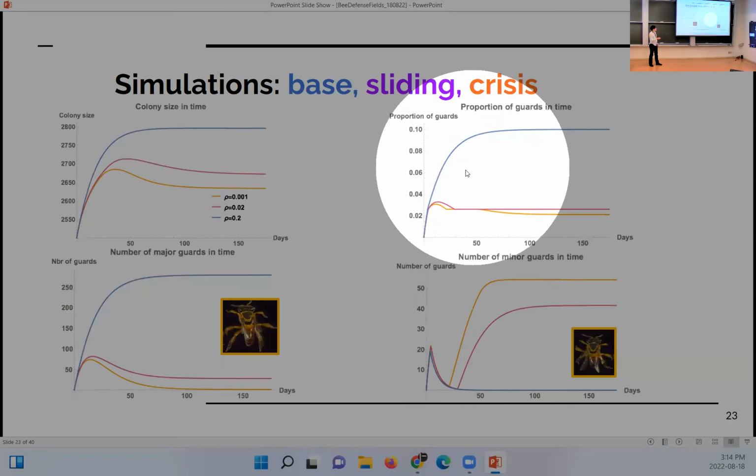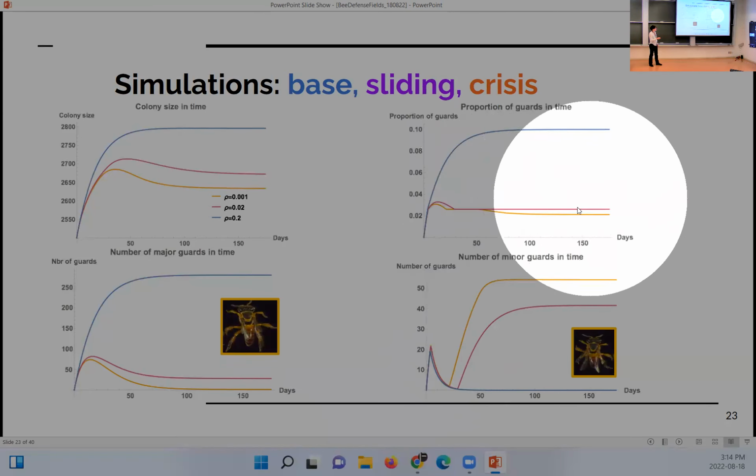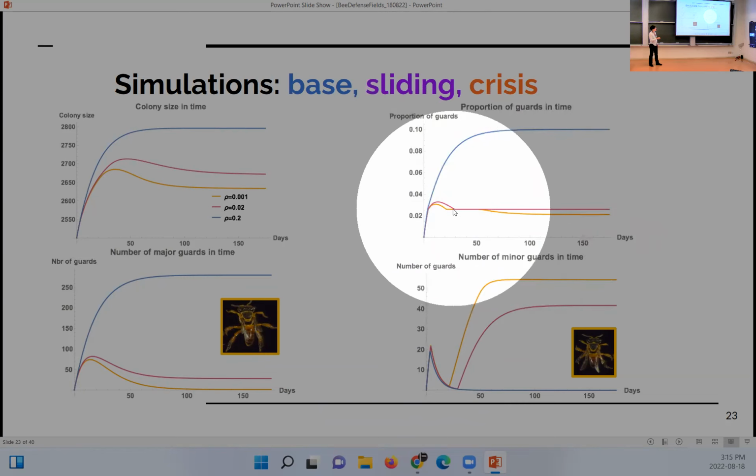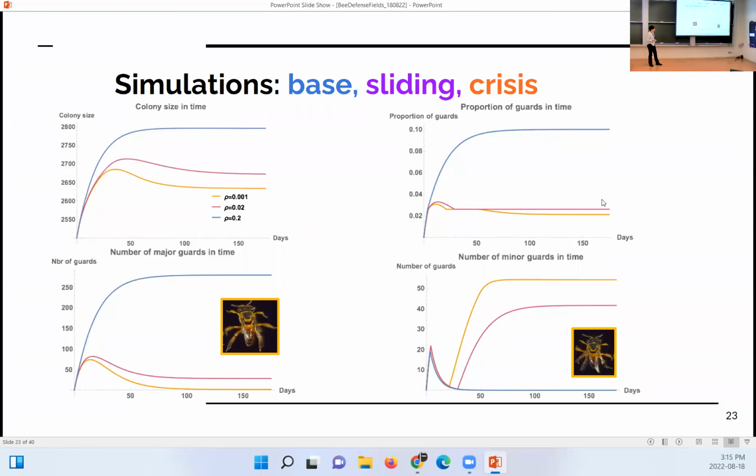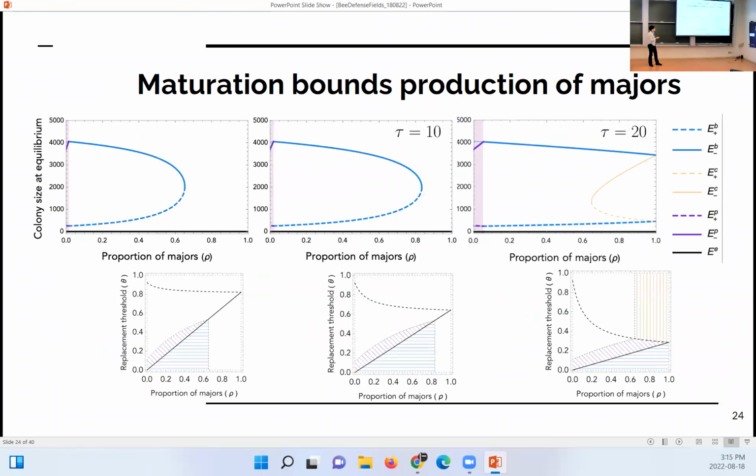And the actual sliding can be seen here. So that's how the proportion of guards over time is exactly equal to the threshold. And this is just to further explore what the maturation time is doing, because we emphasized first what the production of majors is doing and what the replacement threshold is doing in terms of transitioning from crisis to non-crisis dynamics. But what's the actual maturation time doing?